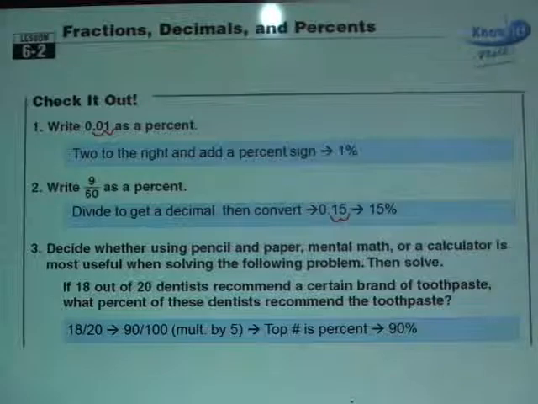Well, if I multiply by 5 here, top and bottom, that'll make the bottom number go to 100, which is ideal. And because multiplying by 5 made that go to 100, I have to do the same thing to the top. 18 times 5 is 90. So then I'm saying, since it's 90 out of 100, the percentage automatically being the top number, that must be 90%. Or in other words, 90% of the people recommend that brand of toothpaste.